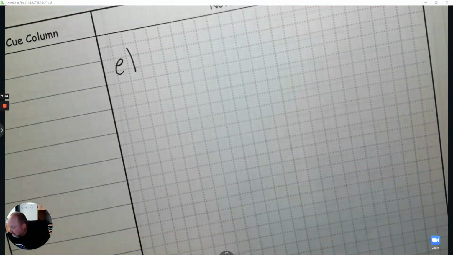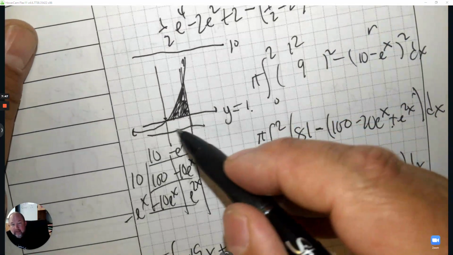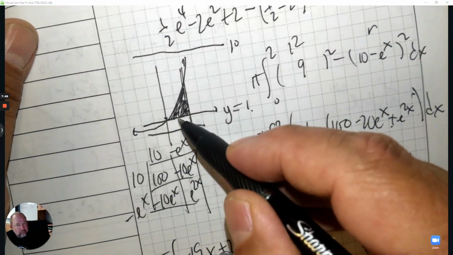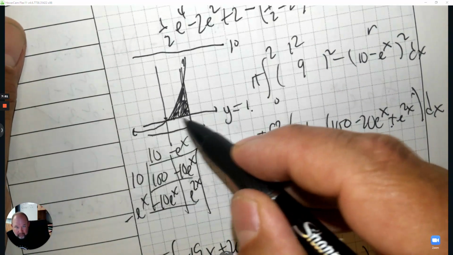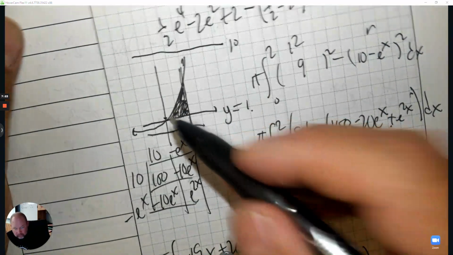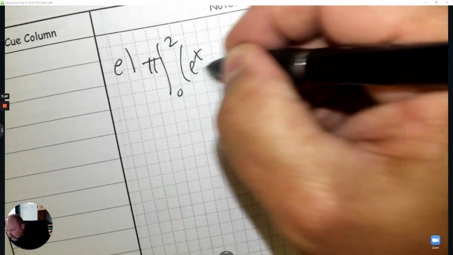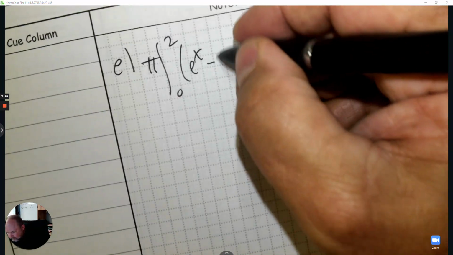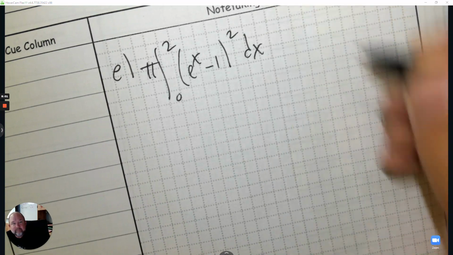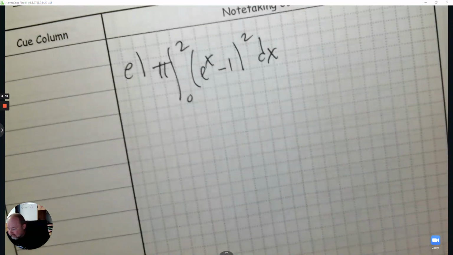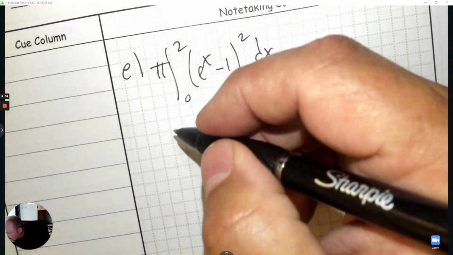Now we're going to revolve that around y equals 1. I'm just going to use the same picture. If you revolve it around y equals 1, there's no space. That's exactly the line of revolution right where the boundary is. One circle. So it's pi, and then top subtract bottom, and that's it.